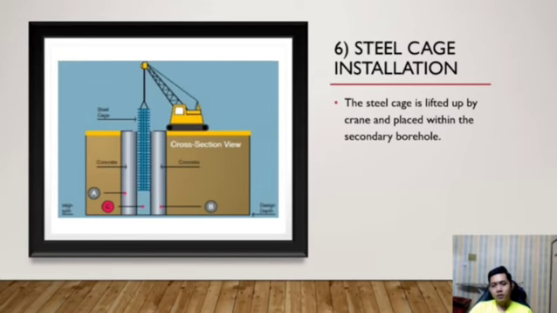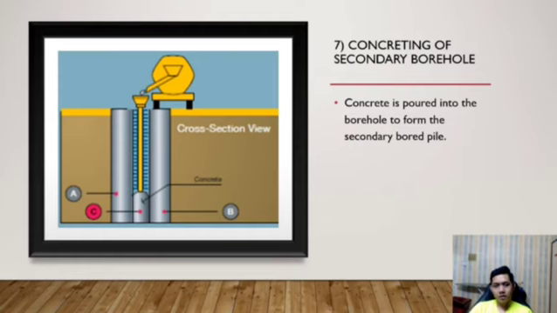The next step is steel cage installation, where the steel cage is lifted up by crane and placed within the secondary borehole. And the last step for the installation is concreting of the secondary borehole, where the concrete is poured into the borehole to form the secondary bore pile.